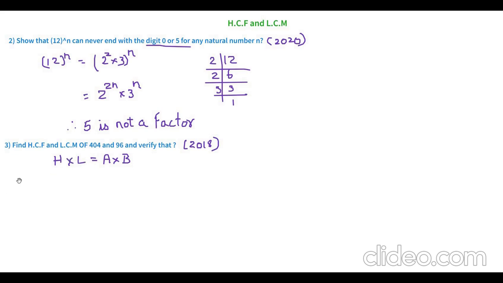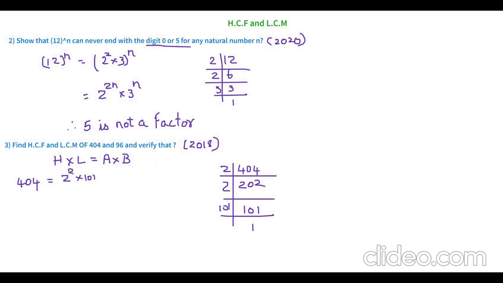Here again we are going to use the same method. For 404, let's find the prime factorization. This is divisible by 2, we get 202, then this is divisible again by 2. So we get 101. 101 is a prime number. It is not divisible by any table, so we will directly write this as 101. So the factors of 404 are 2 square times 101.